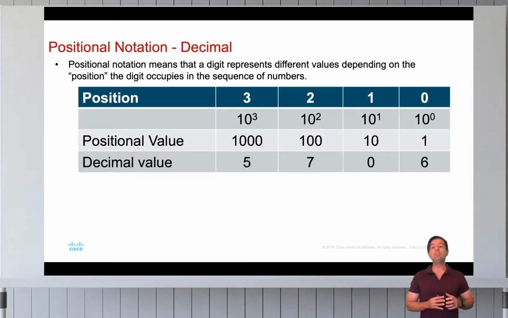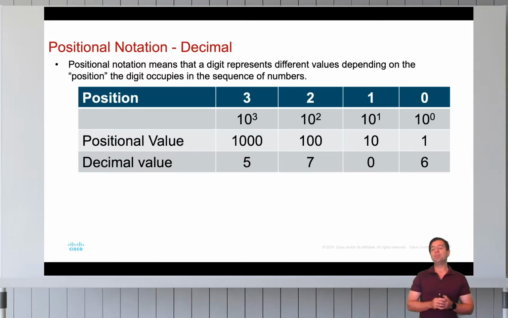So in computing terms, we start counting from 0. The ones column is our first digit, in other words, digit 0. The tens column is digit 1. The hundreds column is digit 2. And the thousands column is digit 3, and so on and so forth. Okay, easy enough.